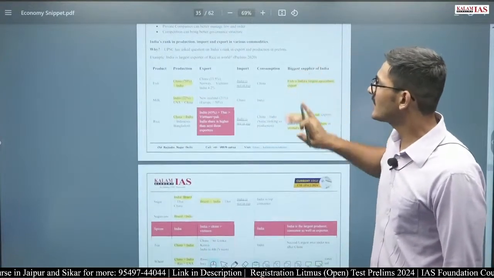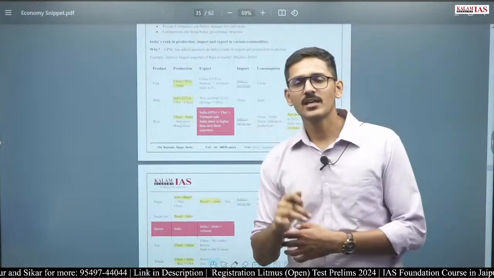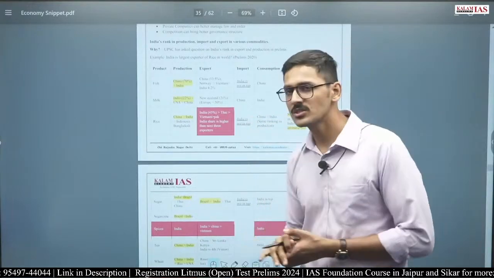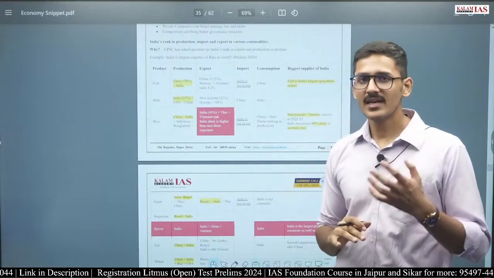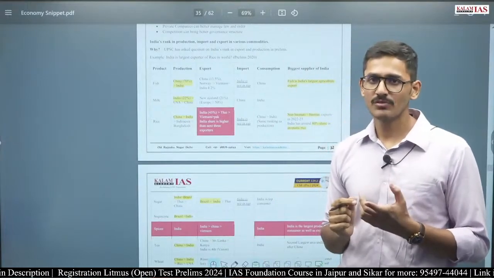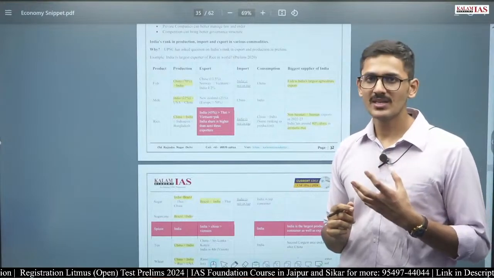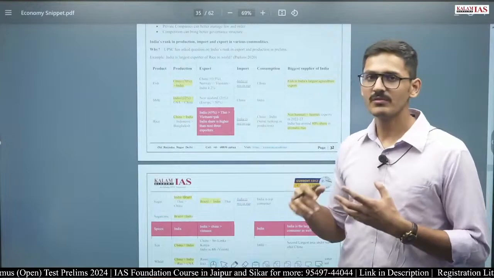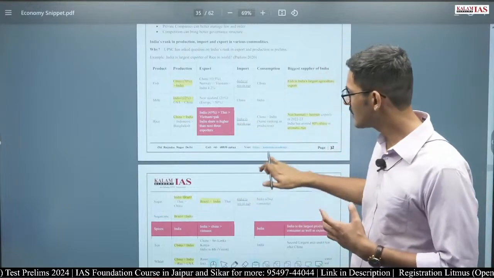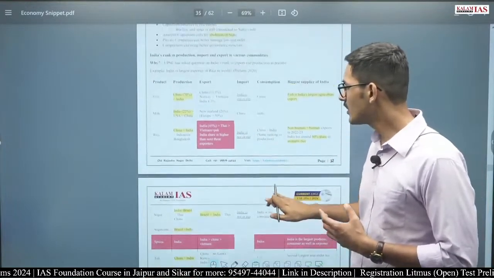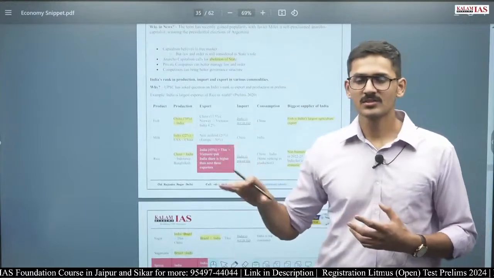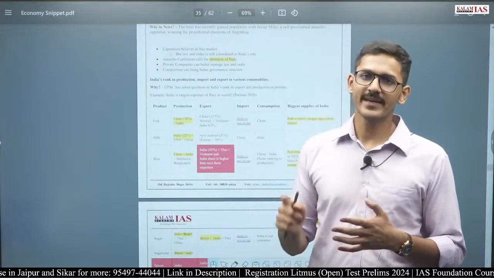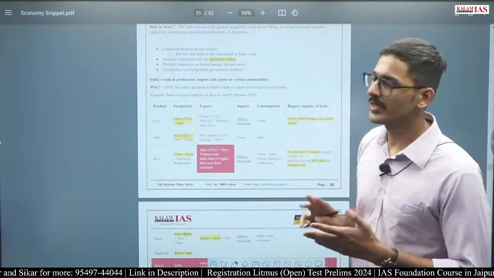Next is India's ranking in production, exports, and imports. UPSC has asked questions on this. For example, in Prelims 2020, they gave a statement that India is the largest exporter of rice. At that time, we did not know that India is the largest exporter of rice, but it is. I have created this chart where we will talk about all the important products, that is commodities, and what India's ranking is in export, import, and production.